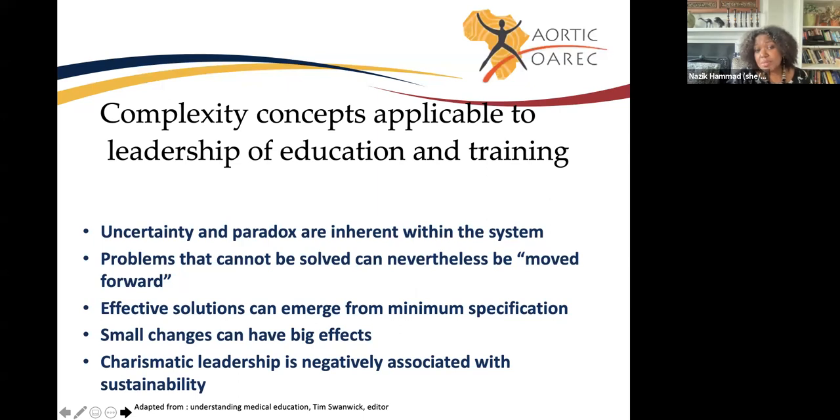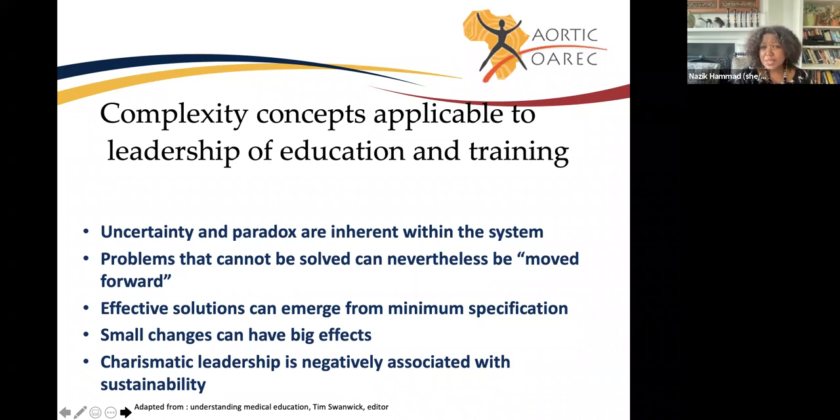But it's important to remember that even problems that cannot be solved can nevertheless be moved forward, and that effective solutions can emerge from minimum specification. And what we mean by that is that, even with limited resources, you don't need high technology to advance care or to advance education. You can make big changes. Big effects can come from small changes.